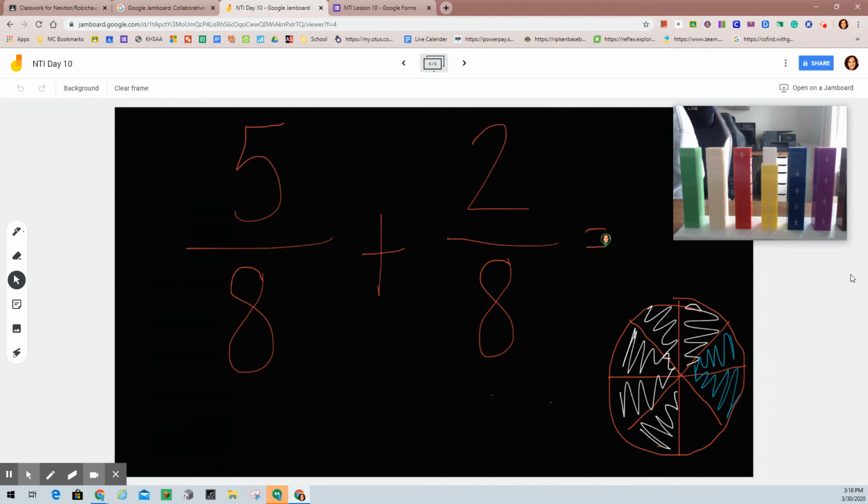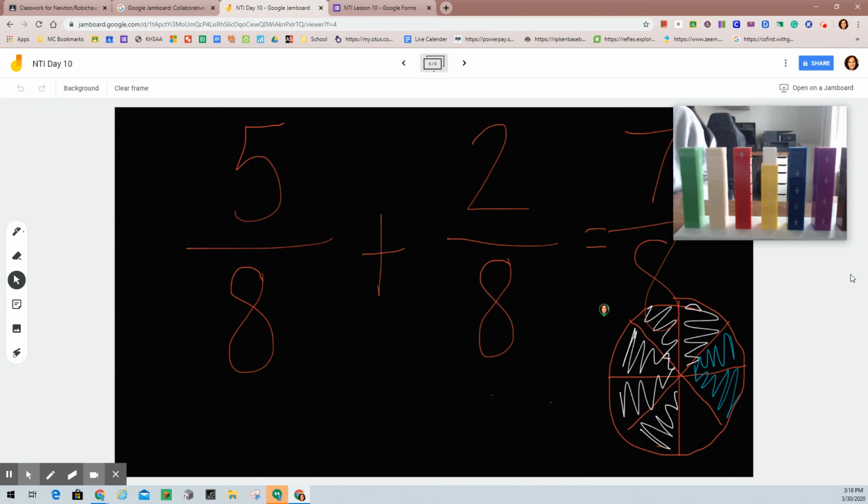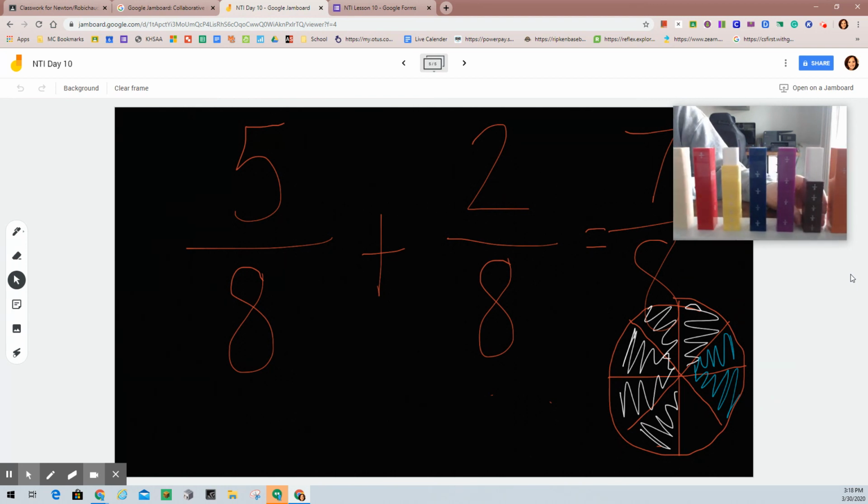I also know that if I just added in the numerators, 5 plus 2 gets me 7, and I just keep my denominator the same. We can also look at that with our manipulatives. So I started with 5/8. 1, 2, 3, 4, 5. Okay, let me slide this over so you can see it. There we go. So 1, 2, 3, 4, 5. There's my 5/8, and I'm adding in 2 more 8ths. And I know that that gets me 7/8 because I've got 1, 2, 3, 4, 5, 6, 7.